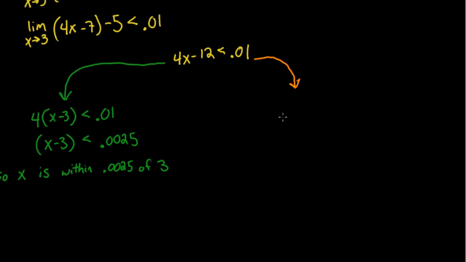Well, what we can do is add the 12 to the right side, and a little bit here will technically be wrong mathematically, but it'll all work out in the end, and I don't think there are any special cases where this doesn't work. So 4x is less than 12.01. And then we divide by the 4 because we want x alone. So we'll have just regular x is less than 3.0025.